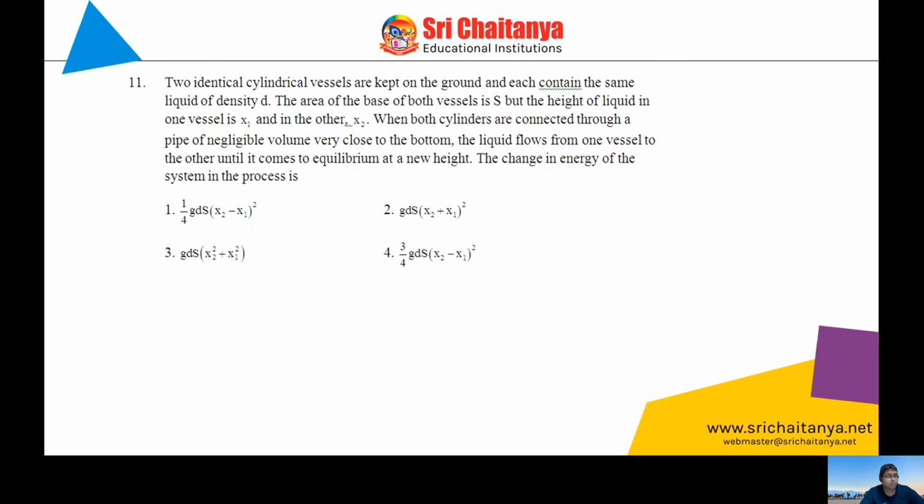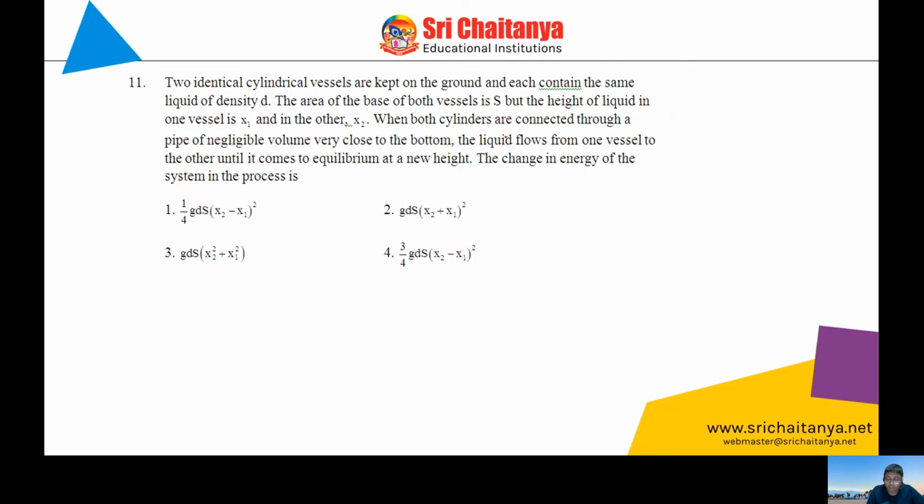The question number 11 is again a simple question. Let's try to figure that out. Let me draw the diagram for us. First of all, let me read the question. Two identical cylindrical vessels are kept on the ground and each contains liquid of the same density. The area of the base of both vessels is S, but the height of liquid in one vessel is X1 and in the other vessel it is X2.